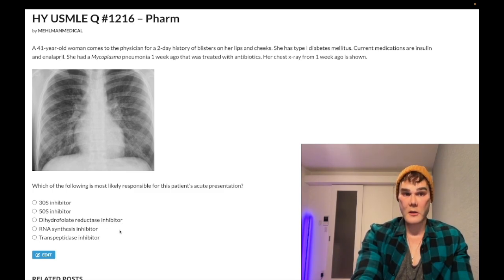Choice D, RNA synthesis inhibitor, wrong answer. Could refer to rifampin. RDR, rifampin, DNA-dependent RNA polymerase, can cause orange secretions, tears. Obviously, it's used for TB as part of the right management. You can also know ribavirin's an RNA polymerase inhibitor, but more of a low-yield drug. Wrong answer. Choice E, transpeptidase inhibitor.